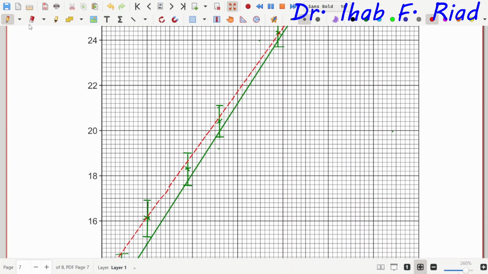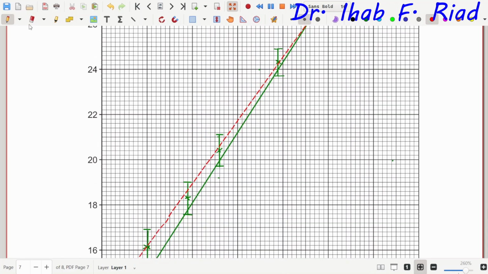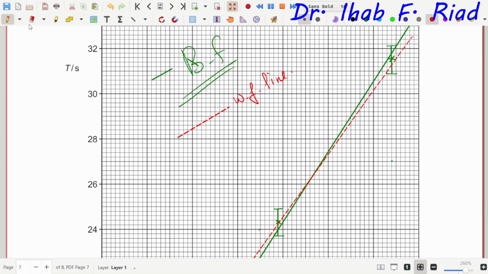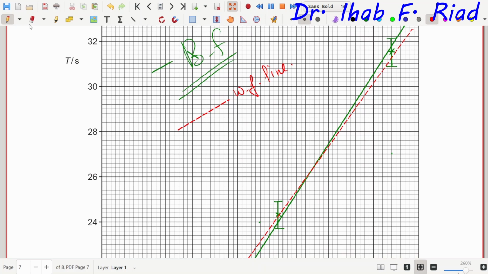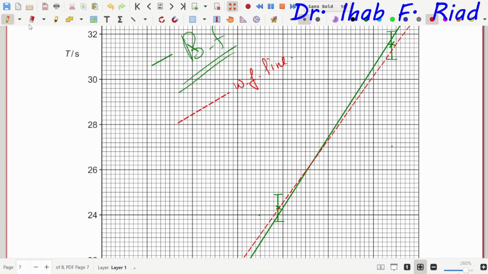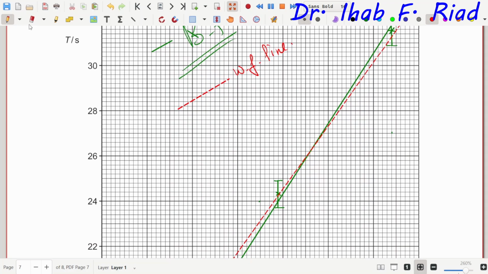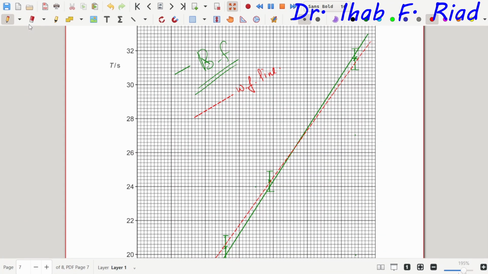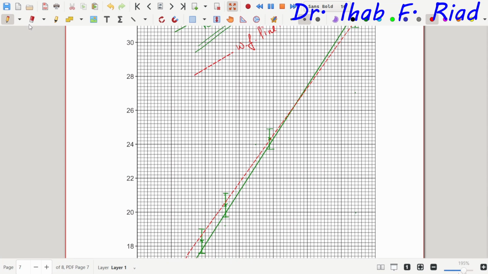What you are going to do, you are going to draw two right angle triangles. Draw two right angle triangles. Okay, one for the green or the best fit line, and one for the worst fit line, like this.